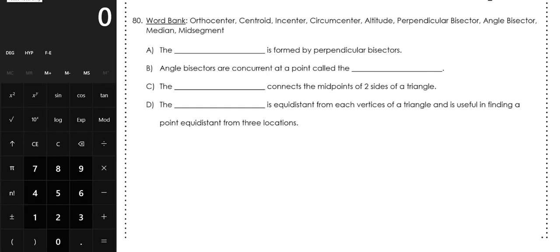Number 80. Here's our word bank. Orthocenter, centroid, incenter, circumcenter, altitude, perpendicular bisector, angle bisector, median, and midsegment. So we have to fill in the blanks. A. The blank is formed by perpendicular bisectors. Okay, perpendicular bisectors, when drawn into a triangle, cross at a point known as the circumcenter. Circumcenter.